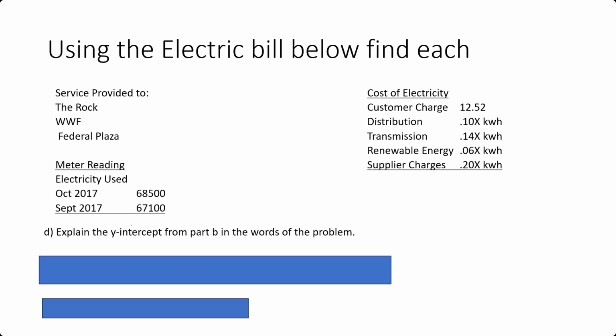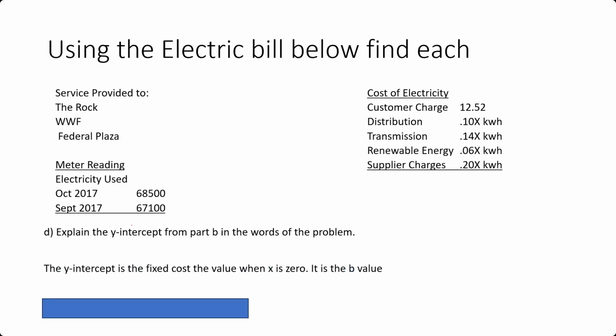The y-intercept, remember that was our b, which was the 12.52. The y-intercept is when x equals what? 0. So if x is 0, x is our kilowatt hours, which would mean we use no kilowatt hours, but we still have a cost of $12.52. So your fixed cost is when your x value is 0. So if we have no kilowatt hours used, the cost is $12.52.